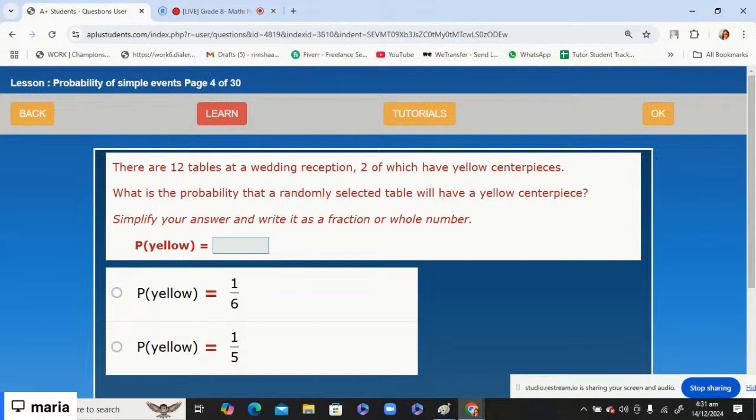There are 12 tables at the wedding reception, two of which have yellow centerpieces. What is the probability that a randomly selected table will have a yellow centerpiece? How many total tables? 12. How many have yellow centerpieces? 2. 2 by 12. Simplifying 2 over 12, that is 1 by 6. 2 times 1 is 2 and 2 times 6 is 12. So P of yellow is 1 by 6.